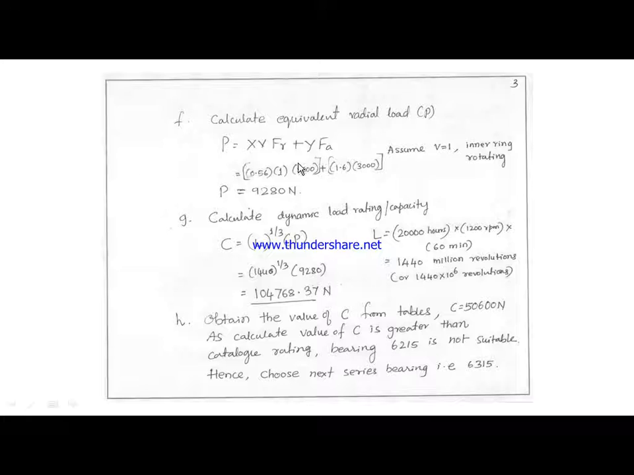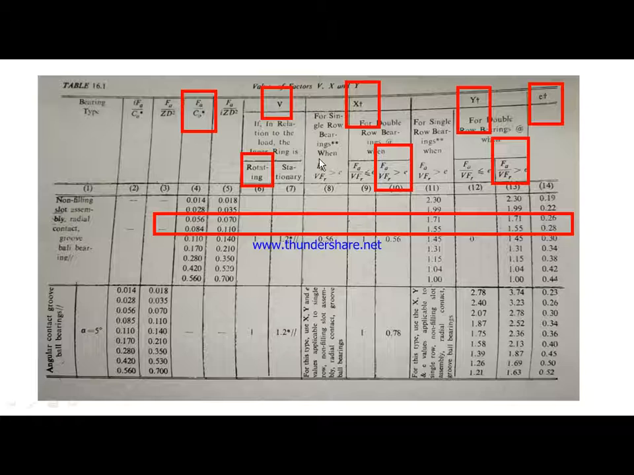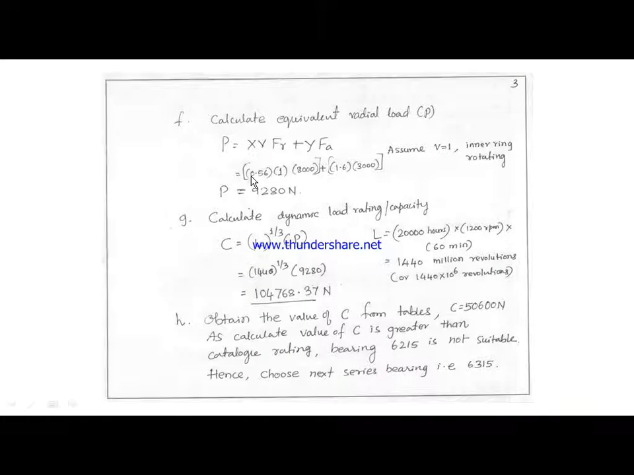Now using these values of X and Y and V, the rotation factor, when the inner ring is rotating, its value is 1. So here you can see that the value of V for inner ring rotating is 1. By substituting all these values, you will get the equivalent load in this step as 9280 Newton.